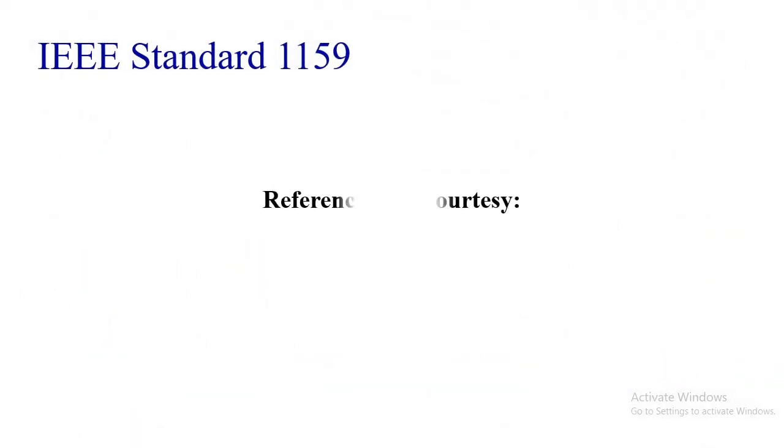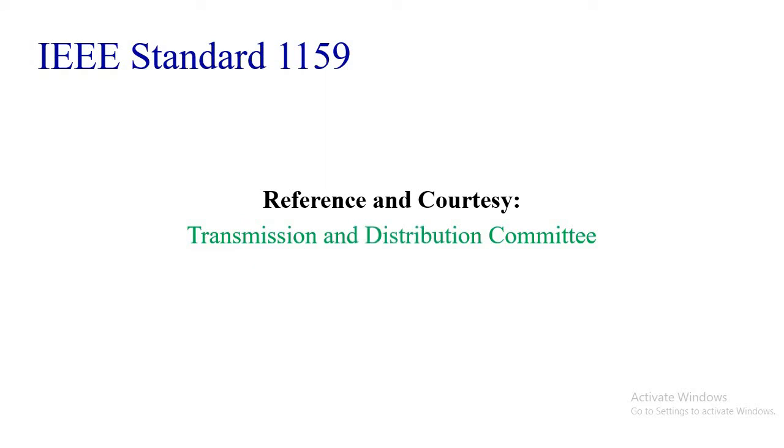So these are the various definitions which are given in the IEEE standard 1159. So this standard is used for the monitoring of the power quality. So the reference and courtesy is that this standard is by the IEEE.